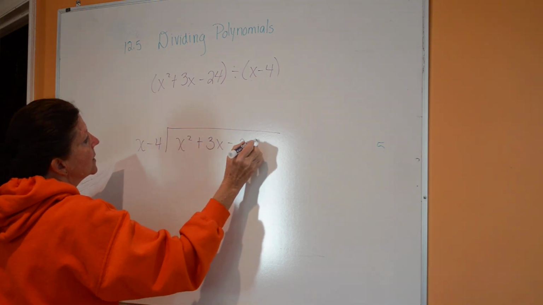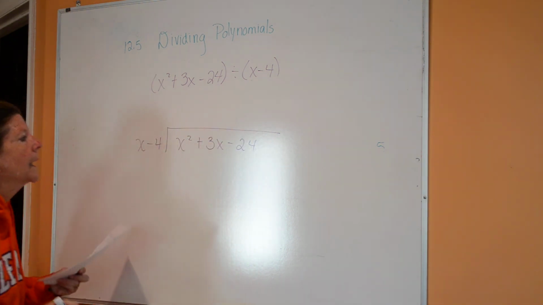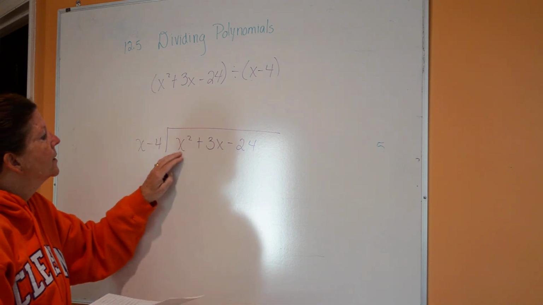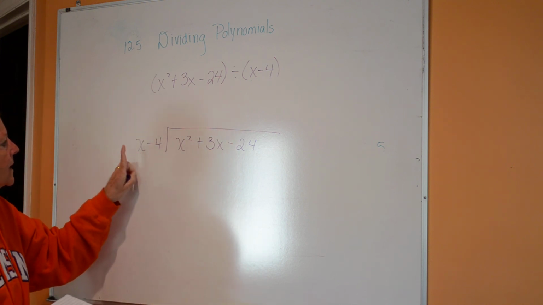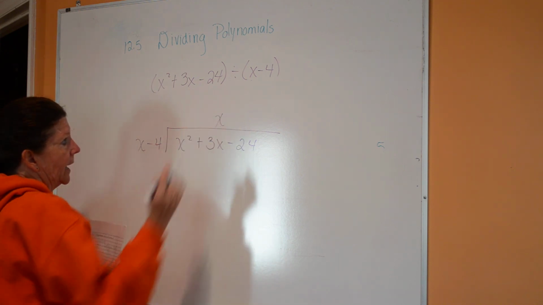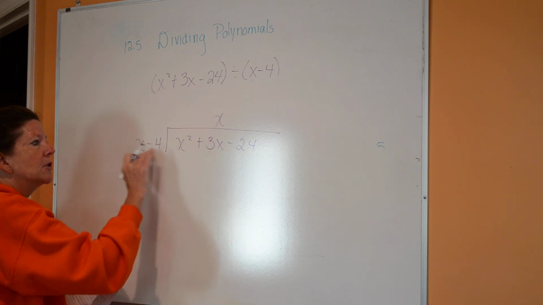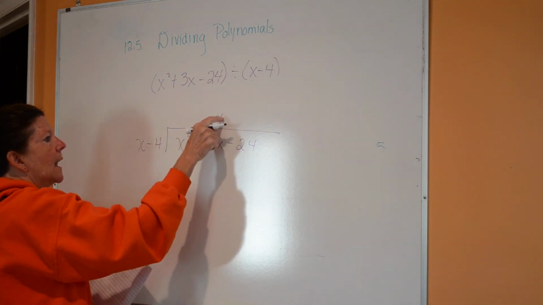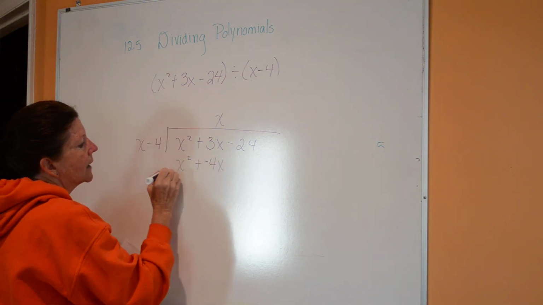Okay, so this goes outside the divider, and this goes underneath. What I have to do is, I know that I've got a binomial here, so it's going to go into the first two terms. The only thing I have to do is look at the first term and say, what times x equals x squared? Well, x, because x times x is equal to x squared. So I only have to worry about the first one, but I'm actually multiplying it by both of them. So x times x is x squared. x times negative 4 is negative 4x.